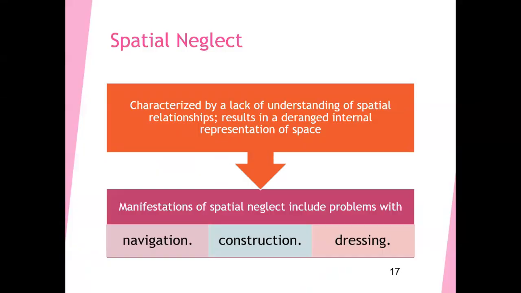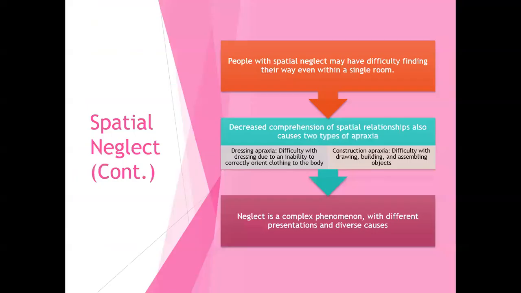Sorry. So spatial neglect is characterized by a lack of understanding of spatial relationships, and it results in a deranged internal representation of space. Manifestations of spatial neglect include problems with navigation, so that pathfinding thing, construction, so putting together tasks, and dressing, because you can only imagine if you can't figure out the spatial orientation of your clothes, it's pretty hard to put them on. And if you can't figure out that your left arm is your left arm, it's pretty hard to dress too. So spatial neglect has a lot of problems associated with it.